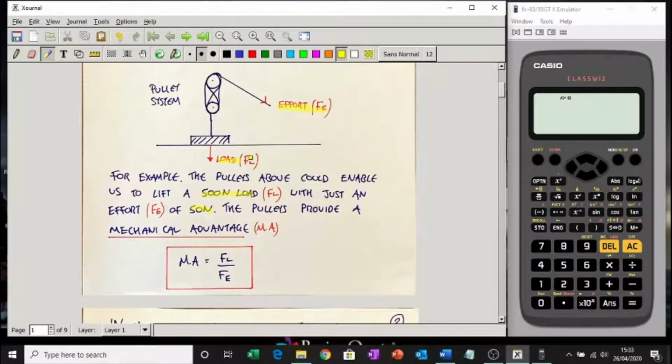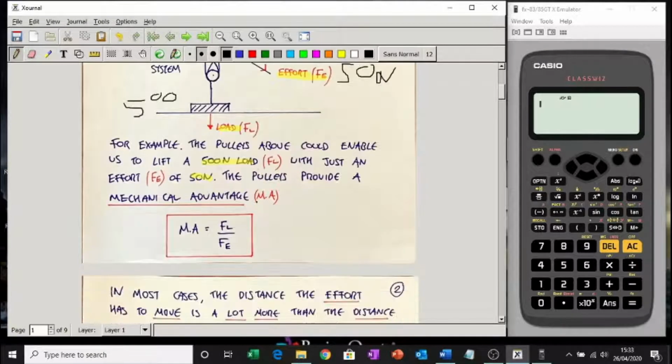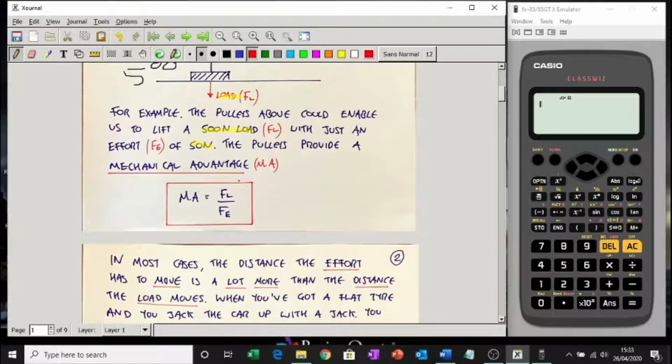So FL just means the force of the load, and FE just means the force of the effort. So in this case here, this load would be 500, so FL would be 500, and the FE would be 50 newtons, obviously. So the mechanical advantage, first formula: mechanical advantage is force of the load over the force of the effort. MA stands for mechanical advantage. There's no unit, just FL over FE.